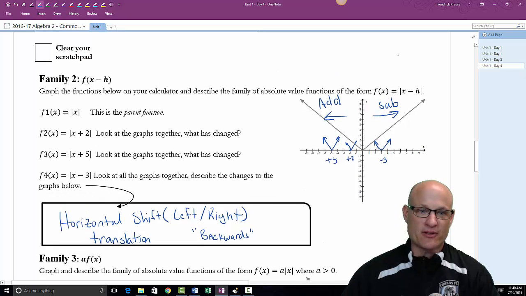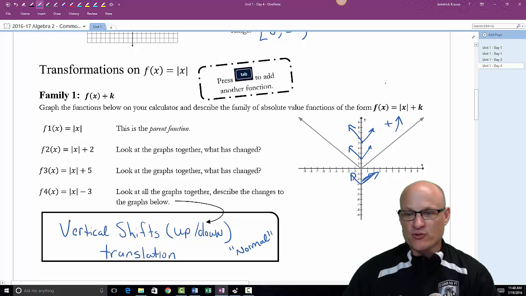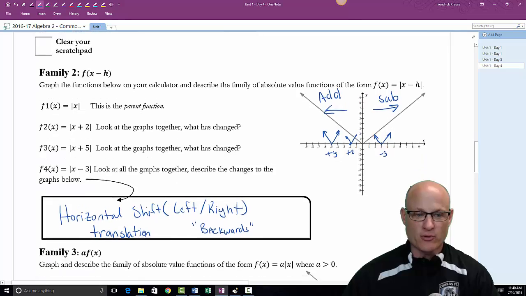Now let's go back up to this one. You remember, this one was normal, or what you would normally think. Add, we go up. Subtract, we go down. Remember that. It's very, very important.